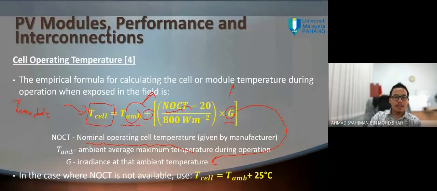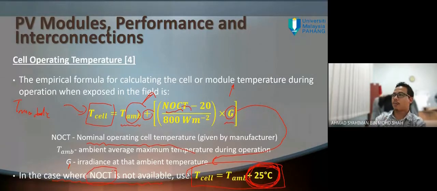Okay, in the case where the NOCT is not available, use T cell equal T ambient plus 35 degrees. Pula merah banyak sikit. In case the value NOCT cannot be found in the data sheet because in some modules' data sheets they don't write the NOCT value.